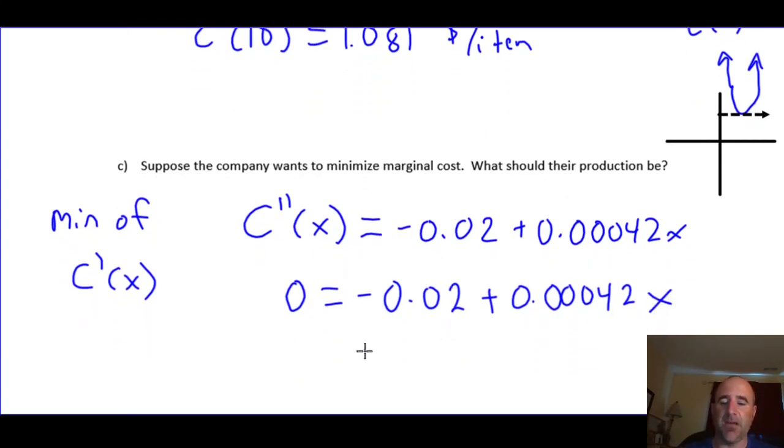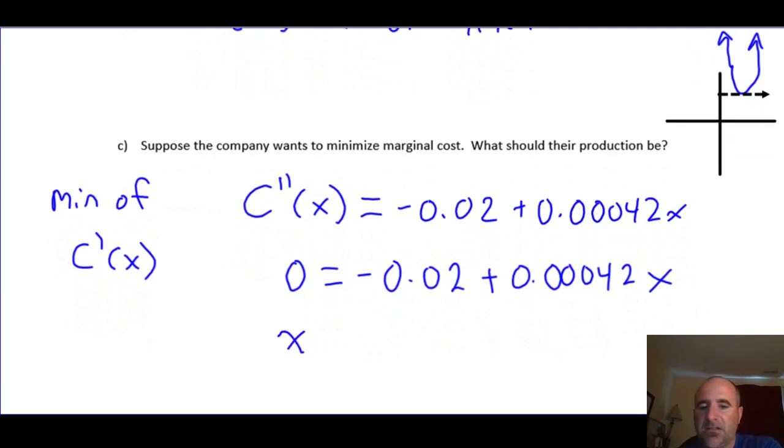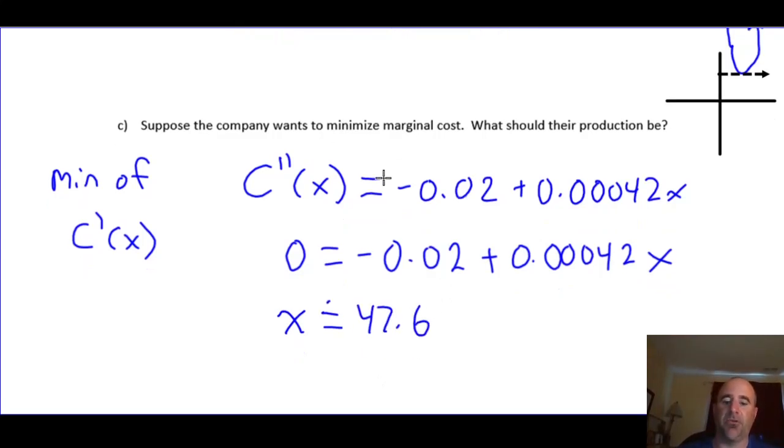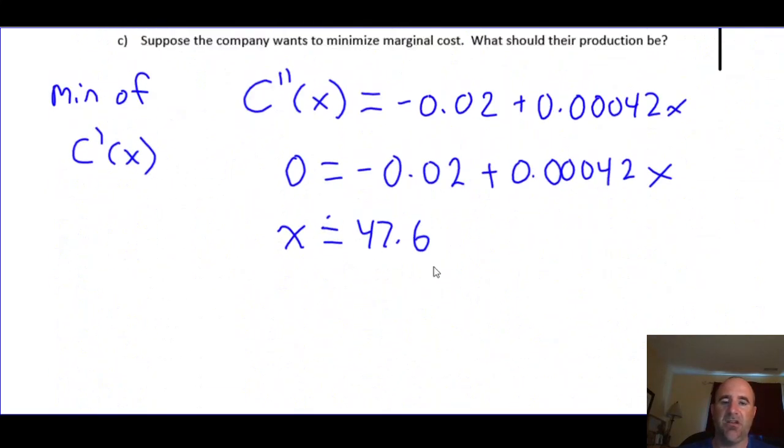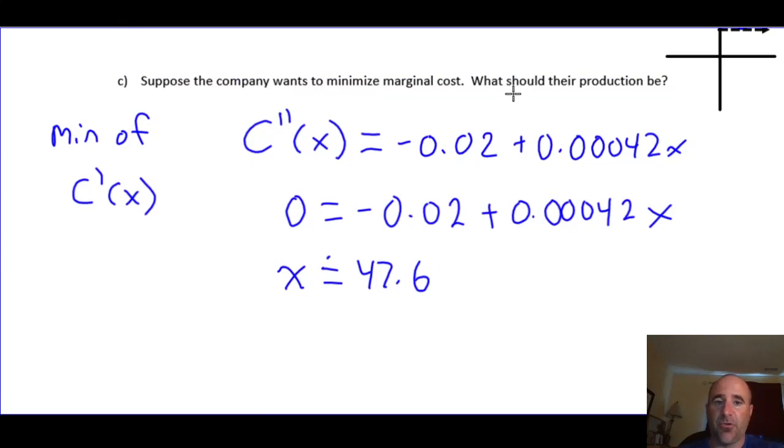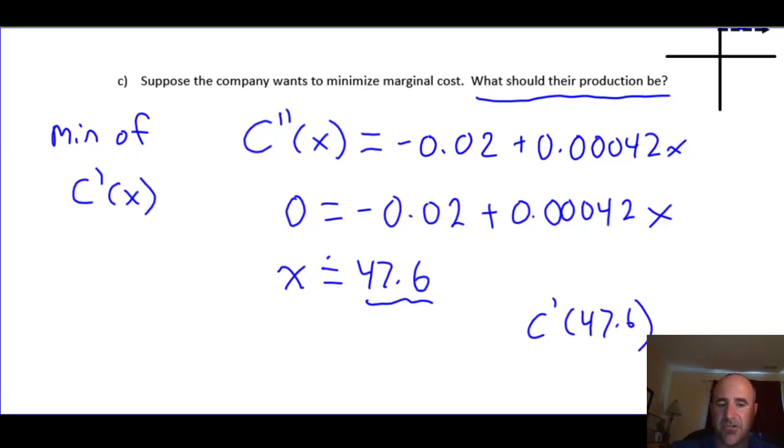Okay, continuing with this example, we just solve for x. And I'm getting about 47.6 will produce the lowest cost per item, or the lowest marginal cost. So we don't know what that lowest marginal cost is. We could find it if we just put 47.6 into C prime. Okay, so that's the answer to the question. What should their production be? 47.6, and then the lowest marginal cost occurs at C prime of 47.6. The total cost occurs at C of x. And there you have it.